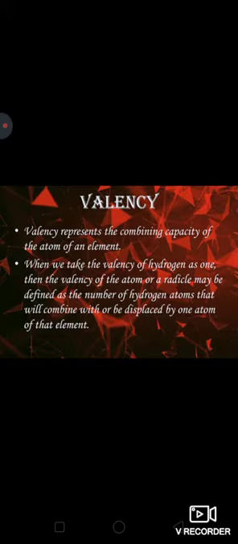When we take the valency of hydrogen as 1, then the valency of an atom or radical may be defined as the number of hydrogen atoms that will combine with or be displaced by an atom of that element. Let us understand this better. We can also say that the valency of an element is the number of electrons which an atom of the element loses or gains or shares during a chemical reaction to complete its octet and become stable. So let's see this in detail.